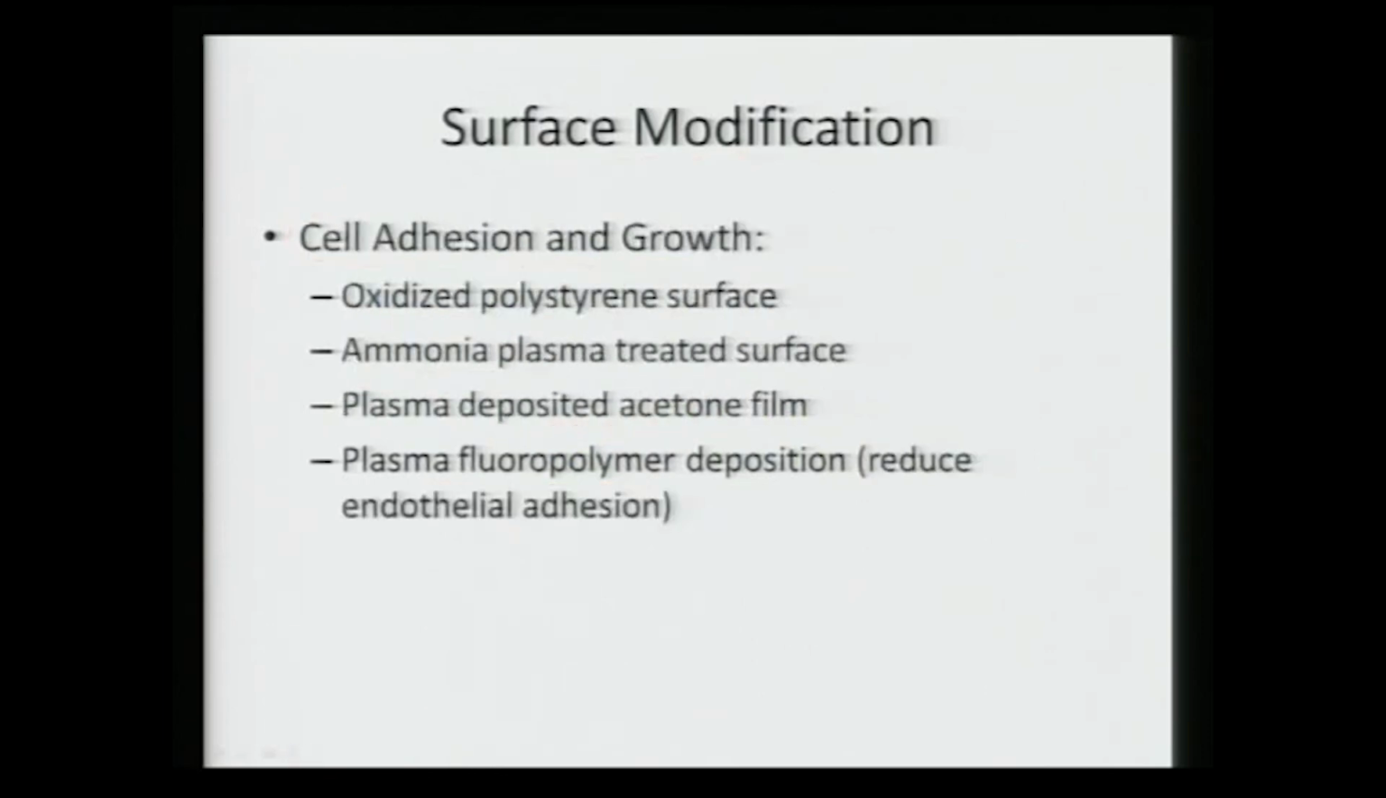And in certain cases we require cell adhesion and growth. When the device is inserted into the body, we want it to become an integral part of a particular organ itself, so it has to be encompassed with cells. Cells should adhere on the surface and basically engulf the entire device for a nice anchoring. So, cell adhesion and growth can be encouraged by an oxidized polystyrene surface, an ammonia plasma treated surface, or a plasma deposited acetone film.